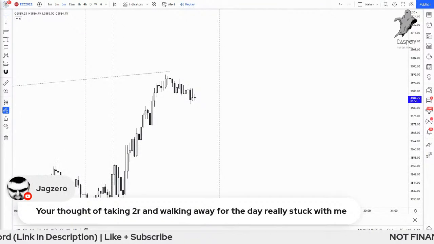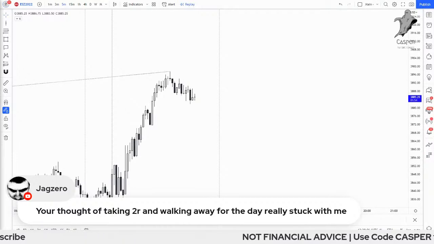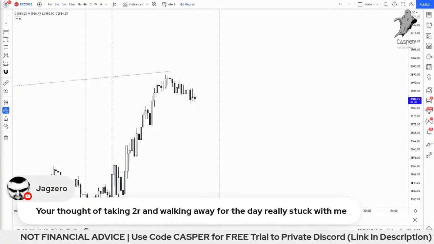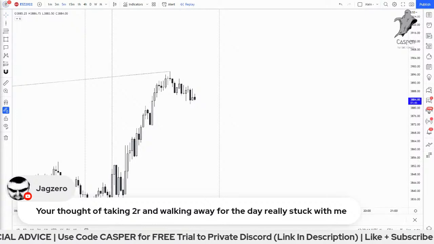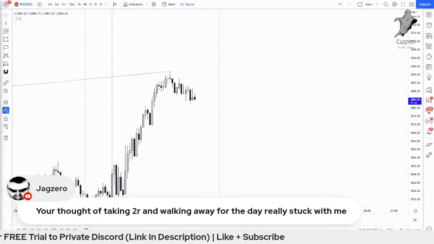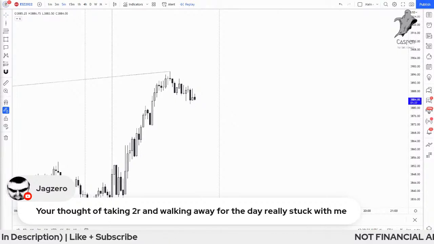Your thought of taking 2R and walking away for the day really stuck with me. Yeah, I mean, I like it, man. I really do. Sometimes you've got to be aware of where you're at. For instance, if it's a super high probability setup and it's got a lot of room to run, there are some times where you can kind of cheat yourself, to be dead honest.